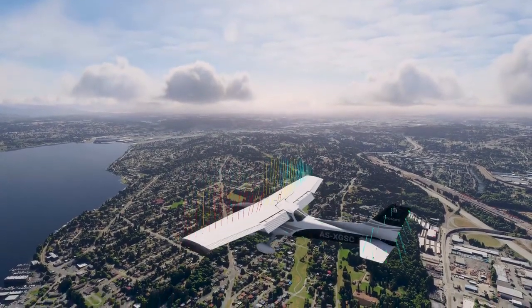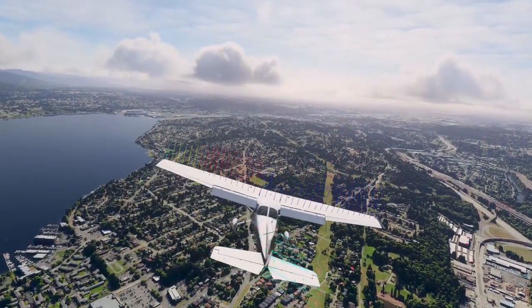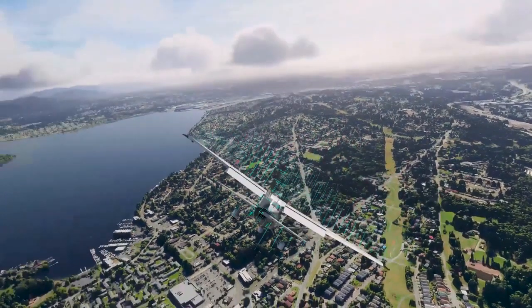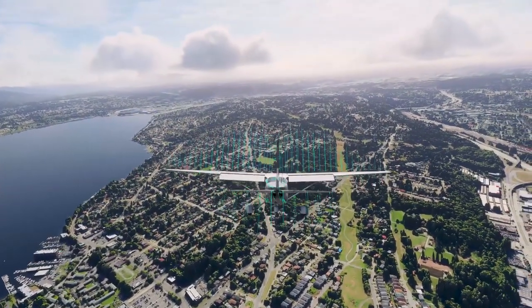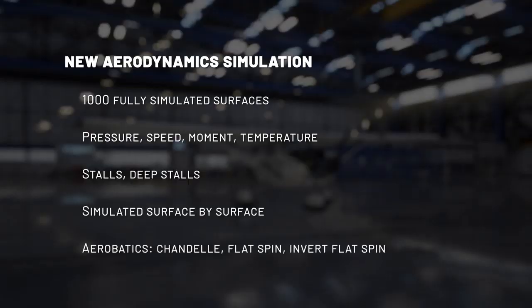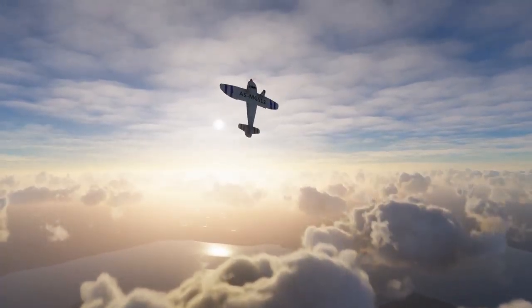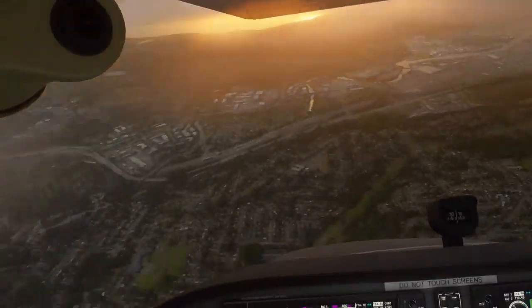But each surface will also deflect the airflow. The airflow is going to be impacted, and surfaces which are behind are going to get a different airflow because the airflow was impacted by the surfaces in front. So this, for example, is going to allow more aerobatics. For example, the airflow is coming from the propeller and is hitting the tail. And that's how you can, for example, enter into a flat spin or some of the figures. When you do an inverted spin, that's because the propeller hits the tail. And this is now realistically simulated.